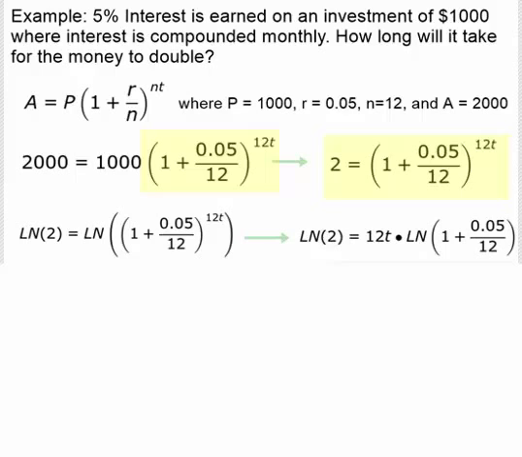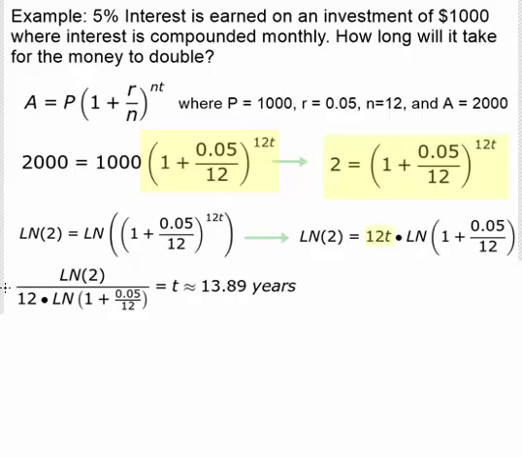And by the exponent property of logs, we can move that exponent of 12t out front. So we get ln of 2, which is just a number, equals 12 times t times ln of this quantity. And ln of the quantity is just another number. So really what we have is a number equals t times a couple of other numbers. It's really a simple equation now. We divide both sides by 12. We divide both sides by that quantity ln of (1 plus 0.05 over 12). We get the result ln of 2 over 12 times ln of that quantity equals t.